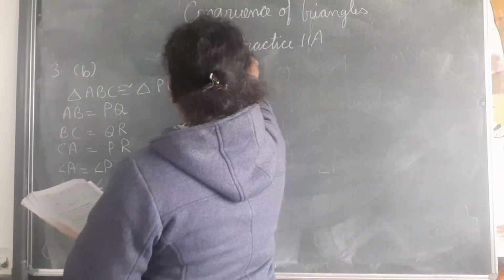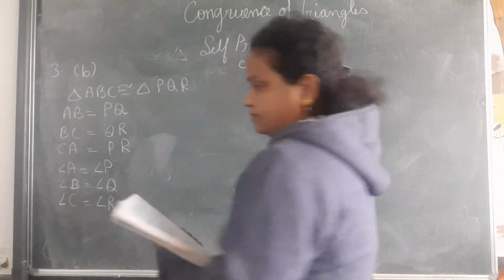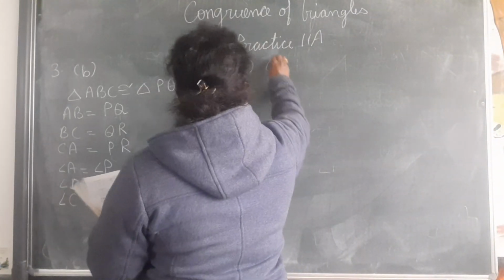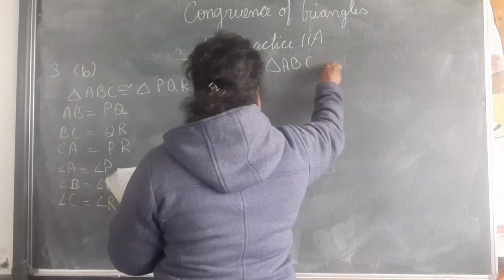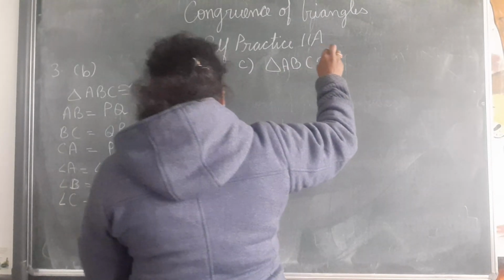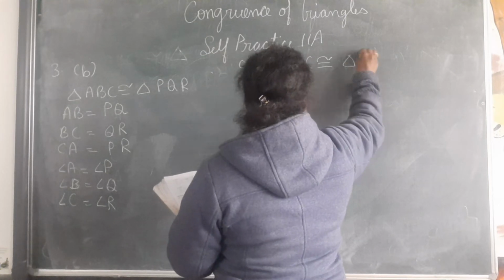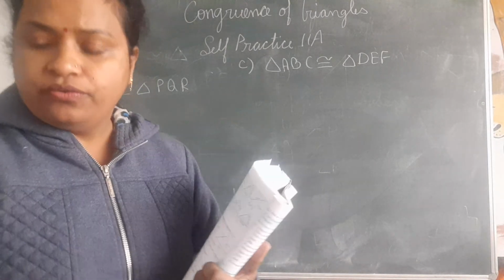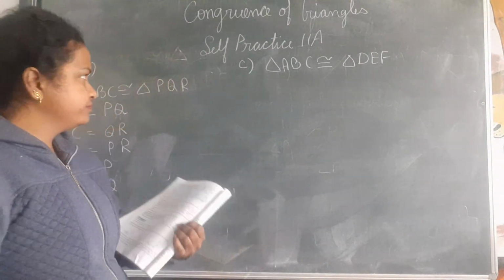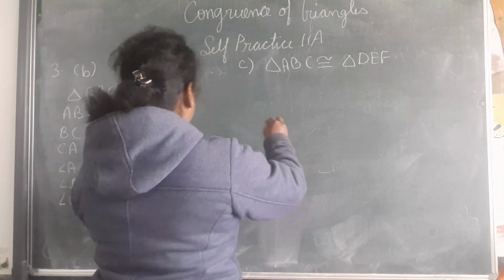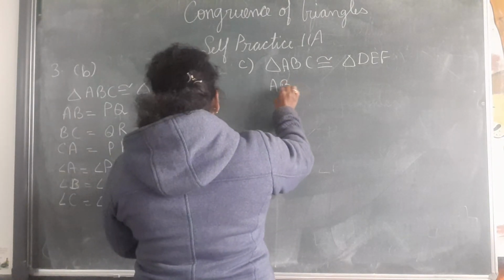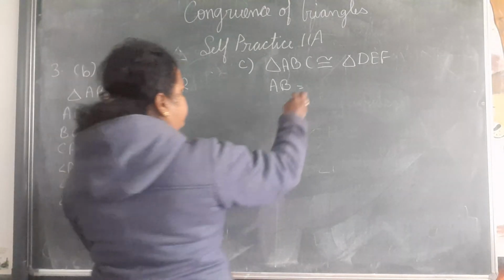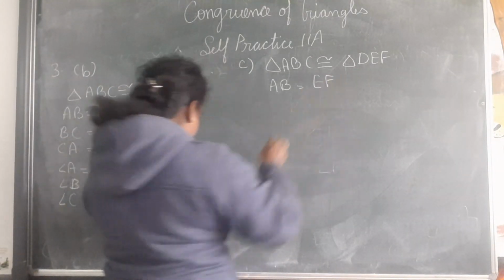Now see the C part of it. Triangle ABC is congruent to triangle DEF. Now AB is 4.5 centimeter. So AB is equal to EF.